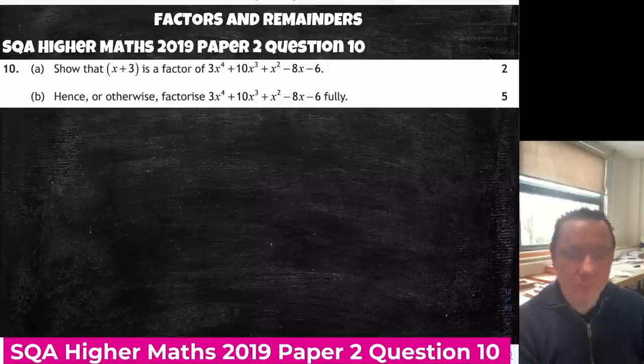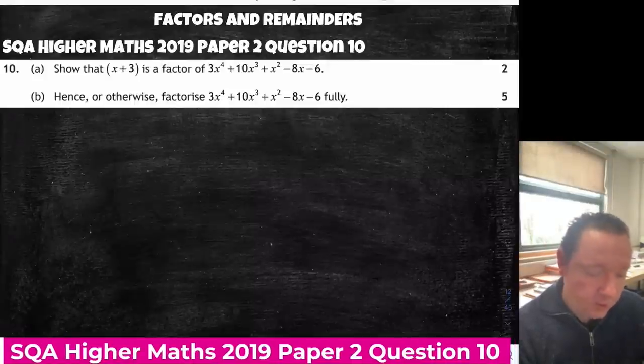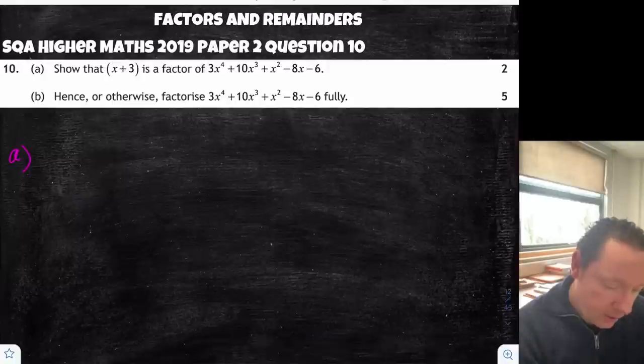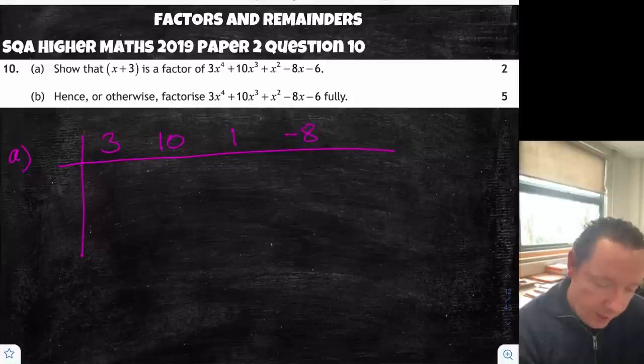Higher Maths 2019 Paper 2 Question 10 for factors and remainders. Show that x plus 3 is a factor. So part A, synthetic division. We've got 3x to the 4, 10x cubed, 1x squared, minus 8x, minus 6, plus 3, so we're subbing in minus 3.